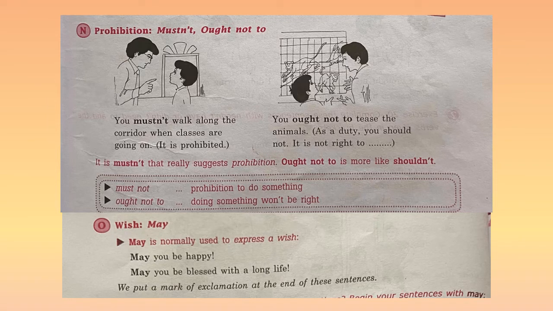Let's see mustn't and ought not to once again. So we have learned that must not or mustn't is used if we want to prohibit something, and ought not to is used for doing something that is not right, that won't be right. May is used for asking or taking permission, but another use of may is to wish, like May you be happy, may you be blessed with a long life. We put a mark of exclamation at the end of these sentences.